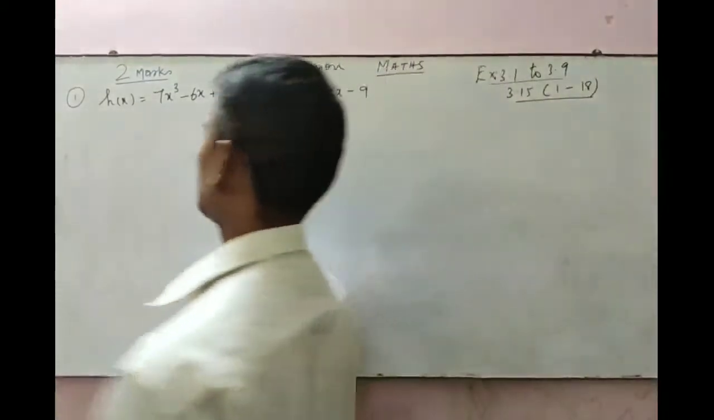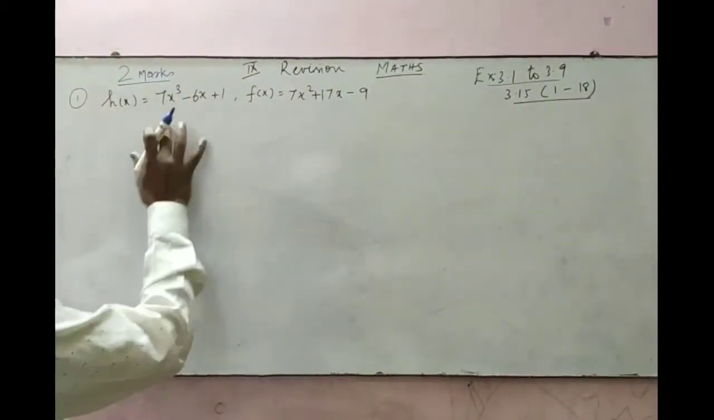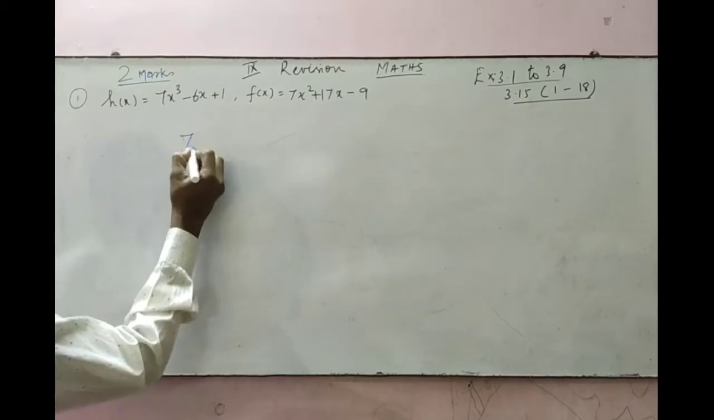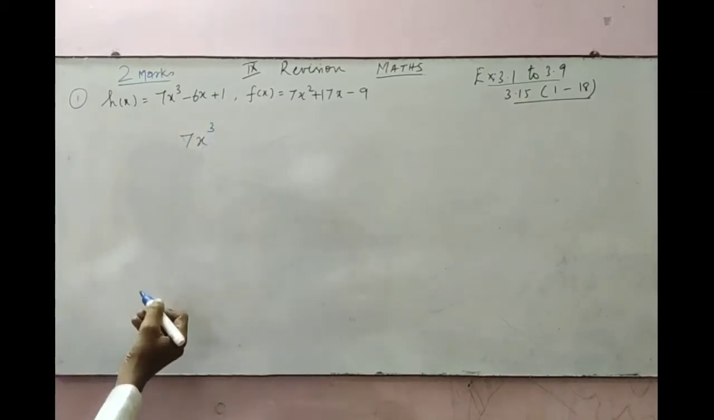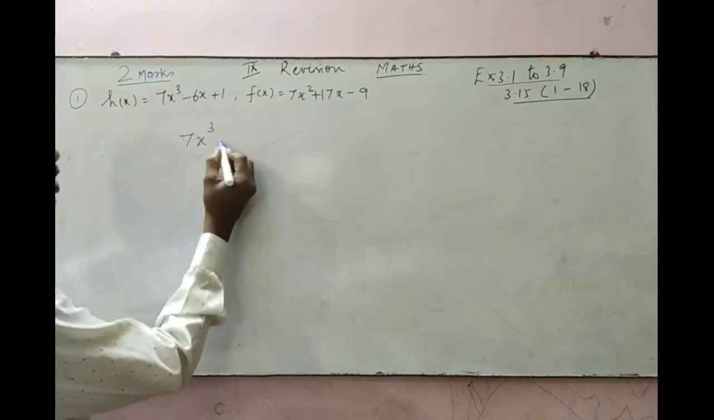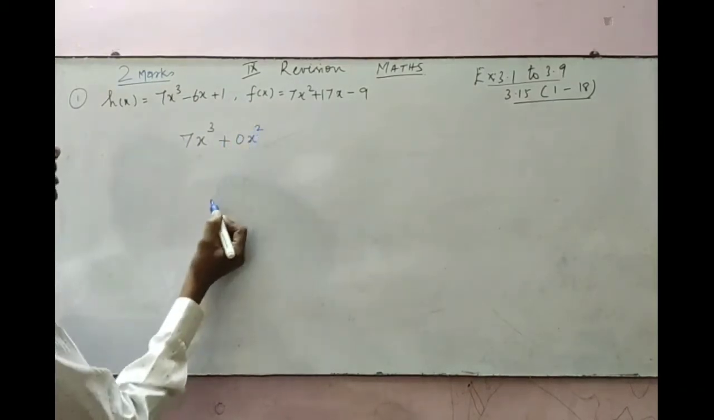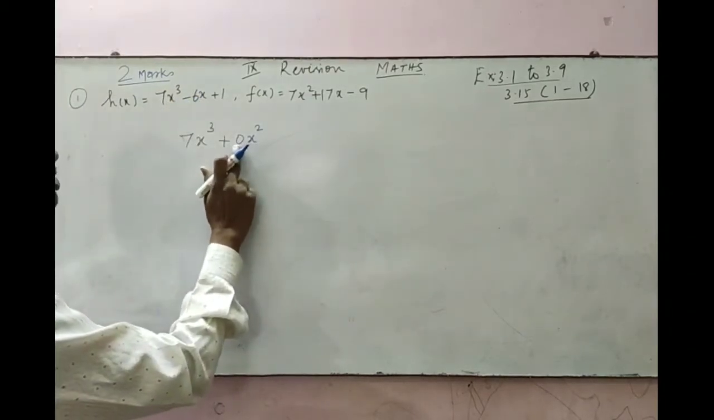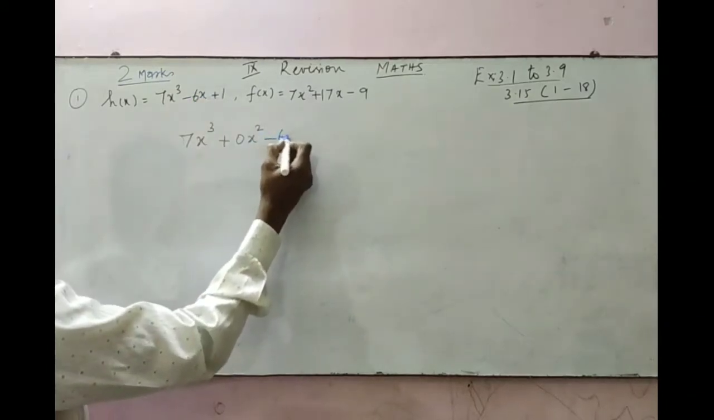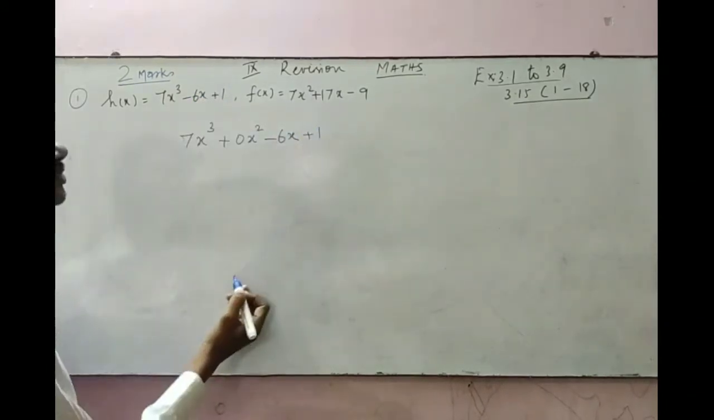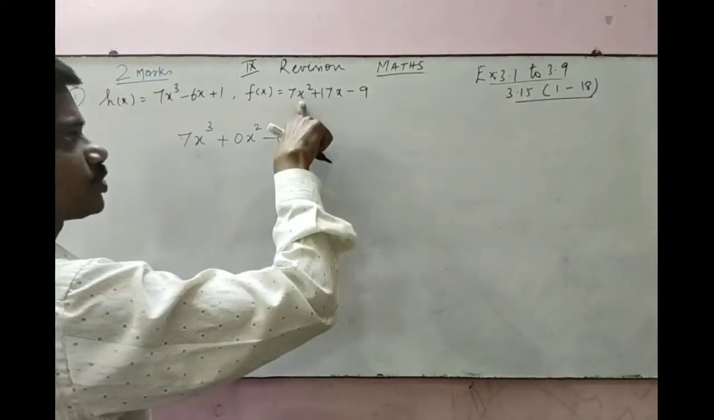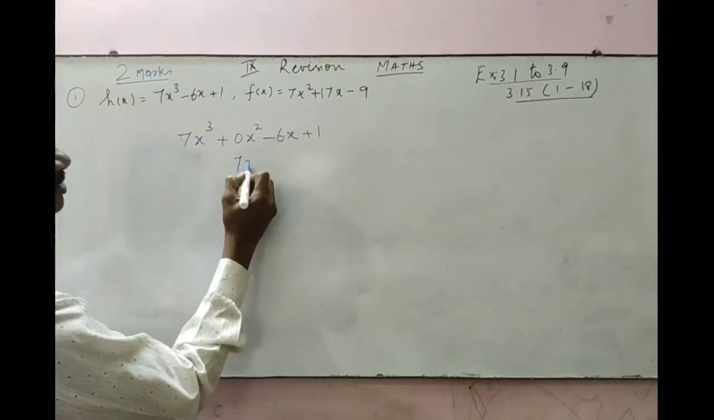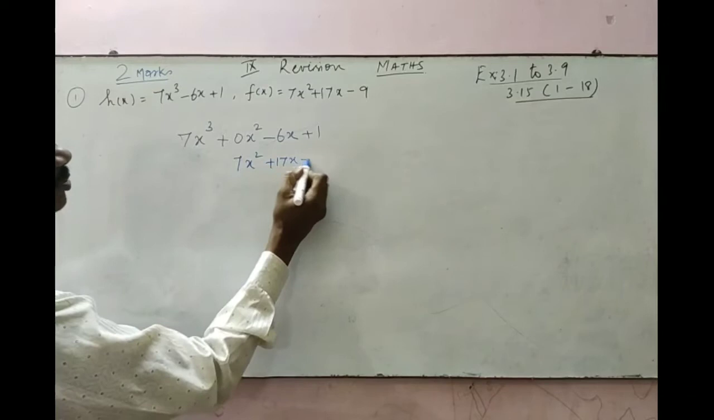Here the first sum is, we have to add these 2 polynomials, h of x and f of x. First I am going to arrange the given polynomial in standard form: 7x cube. Here we don't have an x square term, so I am going to include 0x square. Then we have the x term minus 6x, then the constant term. In the second polynomial we have the x square term, x term and then constant term, so you can write 7x square plus 17x minus 9.